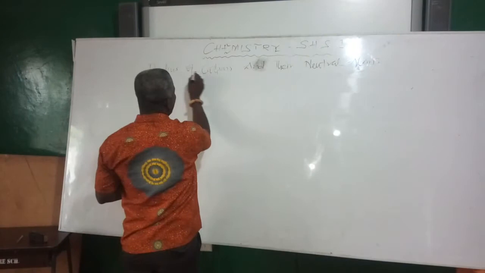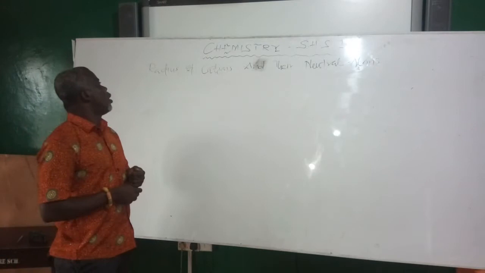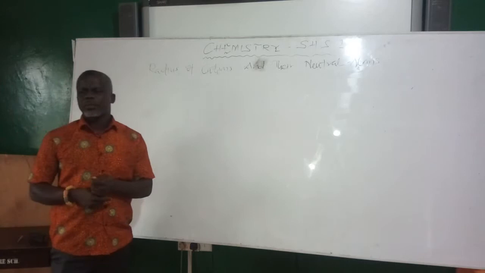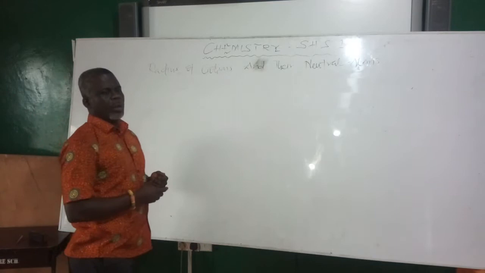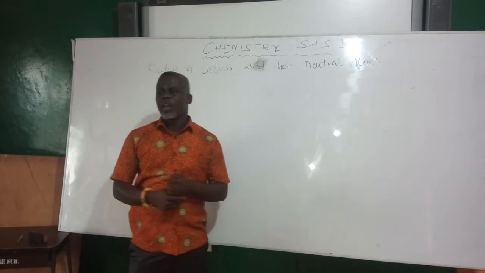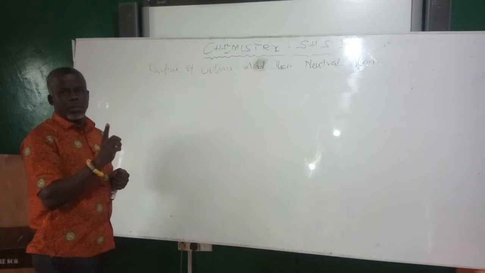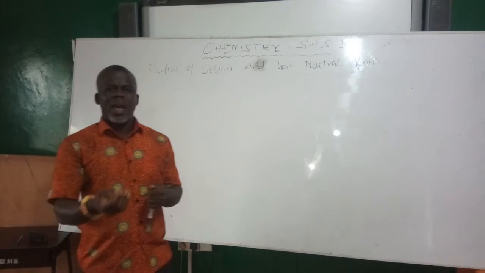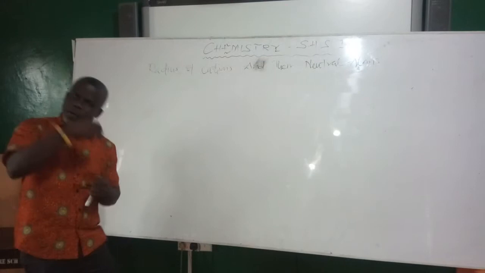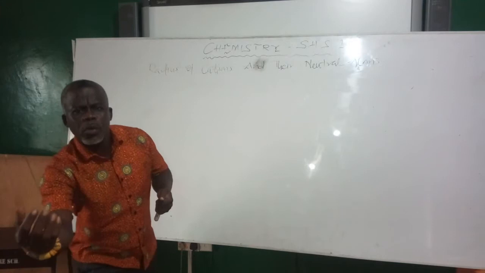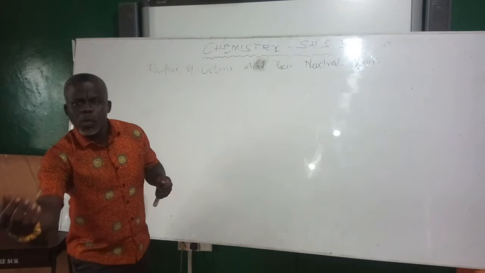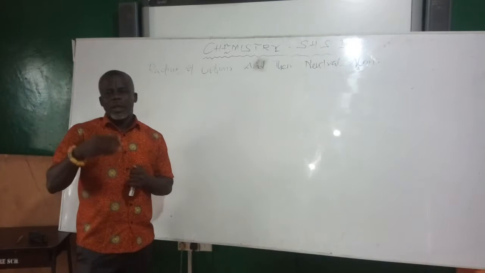So, radius of cations and their neutral atoms. As I've told you, anytime an ion is formed, the size or the radius will change. Now, when cations are formed, electrons are lost from the outermost shells. So the number of protons in the nucleus doesn't change. We have the same number of protons attracting now fewer electrons. As a result, the outermost electrons will be attracted strongly and will be moved closer to the nucleus, thereby decreasing the size of the ion.